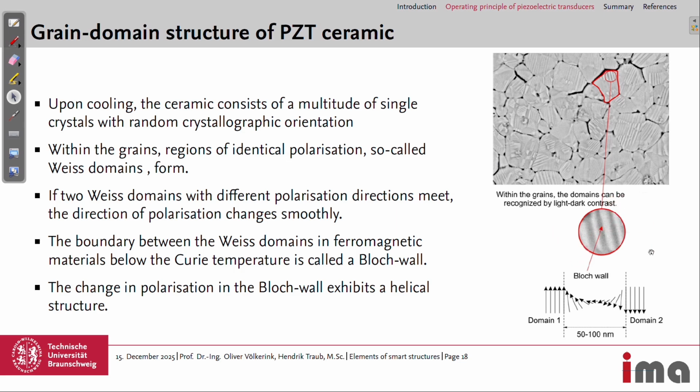The boundary between these Weiss domains, which we only have below the Curie temperature, is called the Bloch wall, and the change in polarization in the Bloch wall between these domains exhibits a helical structure. If we zoom in on this Bloch wall, we have here domain 1 and here domain 2. Here the polarization goes up and here down, and over lengths of 50 to 100 nanometers, the polarization direction of the crystals changes.